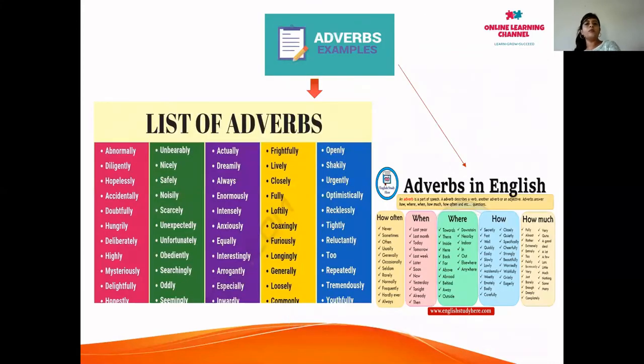Right, then you continued with the list of adverbs. These are the list and your examples that you can learn on your own.